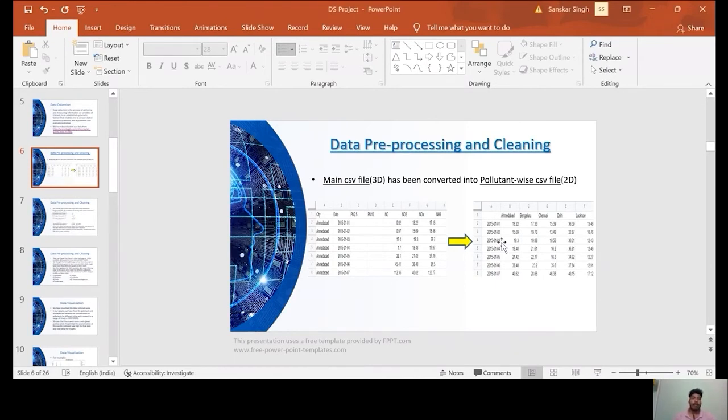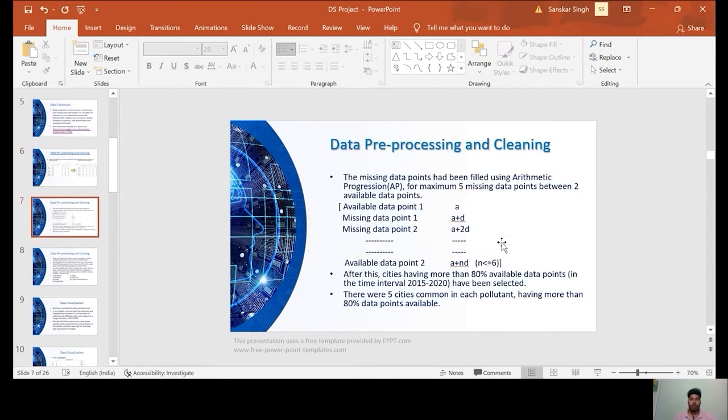We have performed cleaning and pre-processing of our dataset using the Pandas and NumPy libraries of Python. At first, our data was in a single CSV file with three dimensions of information: pollutants along the columns and cities and dates along the rows. We have broken the single CSV file into multiple CSV files based on the pollutants, containing two dimensions, cities along the columns and dates along the rows. Now comes the filling step, where we fill the gaps of missing data in between two available data points, at max 5 missing points, using an arithmetic progression series.